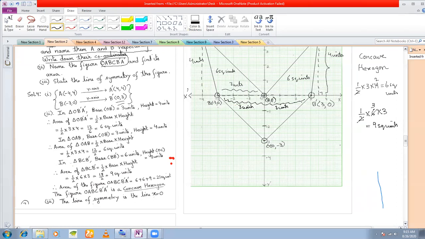So therefore, what should be the area of this figure? Area of this triangle, 6 square units, plus this triangle, 6 square units, plus area of the bottom triangle, 9 square units. So this is 15 plus 6, 21 square units. If you see, that is what I have done here.